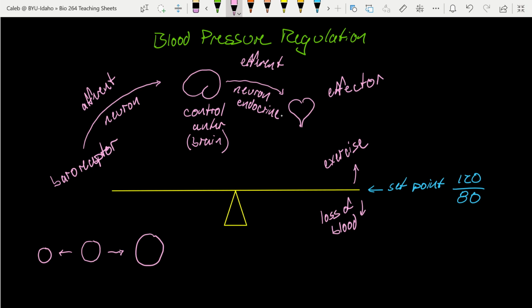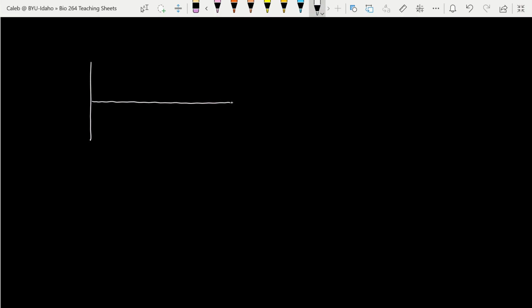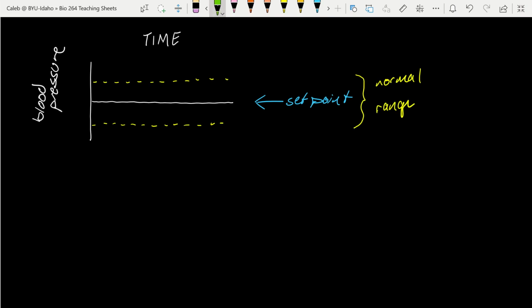So let's try to graph this response. If we were to graph time on our x-axis and blood pressure on our y-axis, we can see in the middle our set point, and we can define our normal range. Let's first look at the example of a blood donation. Of course, they stick a needle in my arm, they start pulling blood out of my body. That will lead to a decrease in blood pressure. So my blood pressure begins to fall.